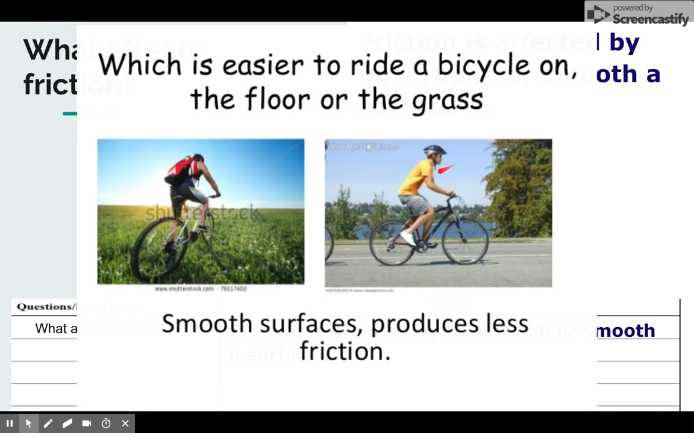So think about when you're riding a bike, for example. It's a lot easier to ride on a pavement, on the cement, on the road than on grass, because the grass is very, very, very bumpy, which means you need to apply more force when you're pedaling to make it move. Versus here, you require less force because there's less friction.